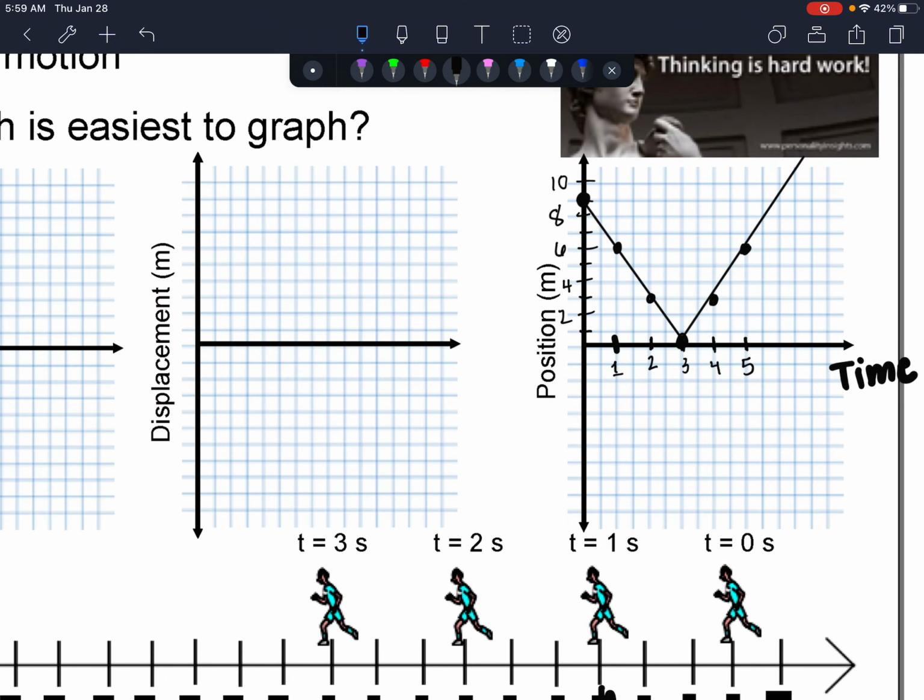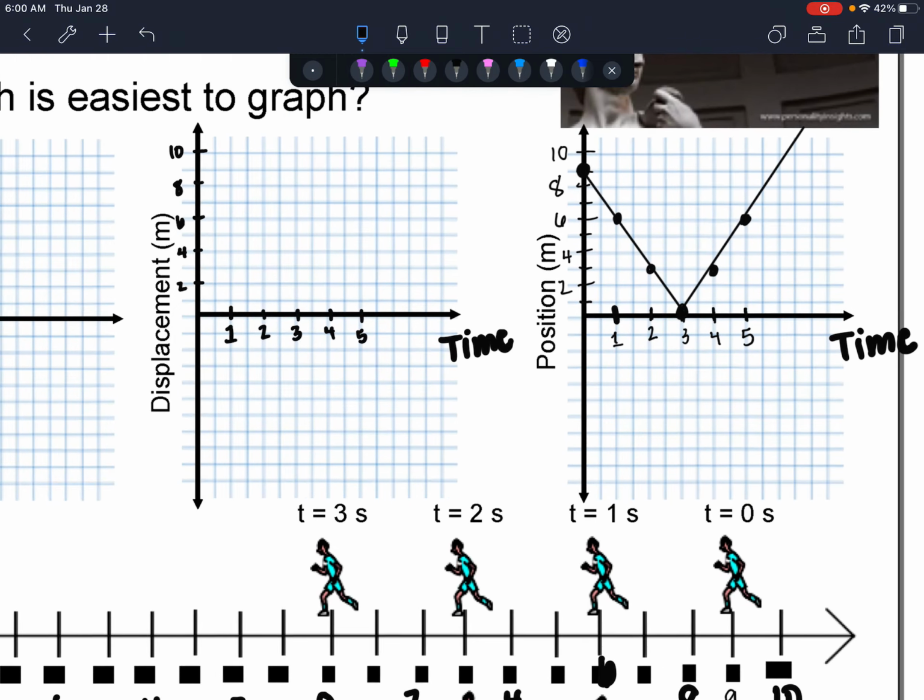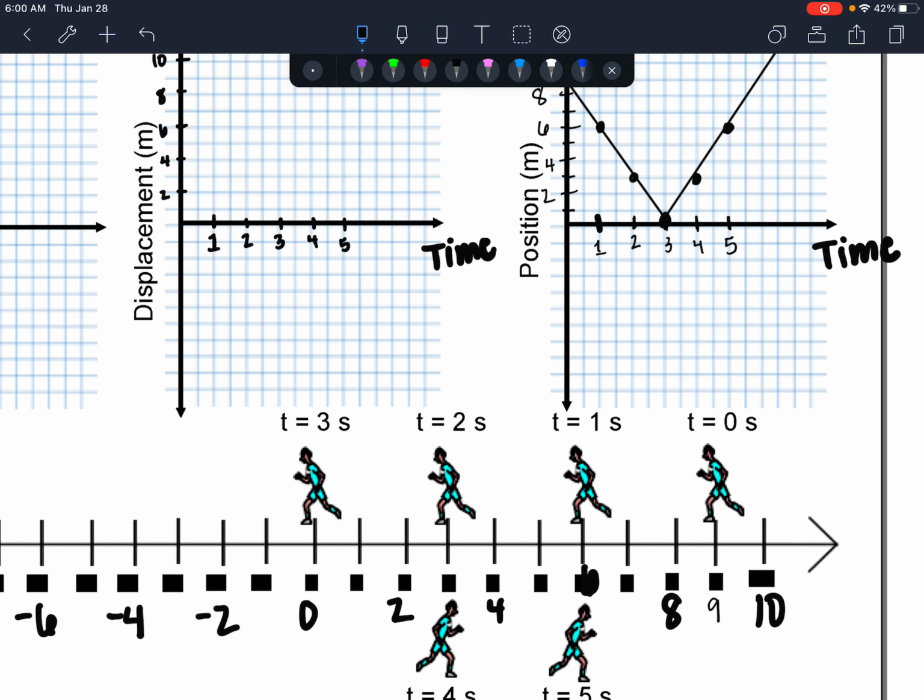Now let's try doing displacement versus time. Displacement is my change in position. So I'm still going to mark my axis the same way. So 2, wait, nope, I did that backwards. That's 1, that's 2, that's 3, that's 4, and that's 5. And we're going to do 2, 4, 6, 8, and 10. Same axes. So at time 0, my runner hasn't moved. So their displacement, their change in position, is 0.